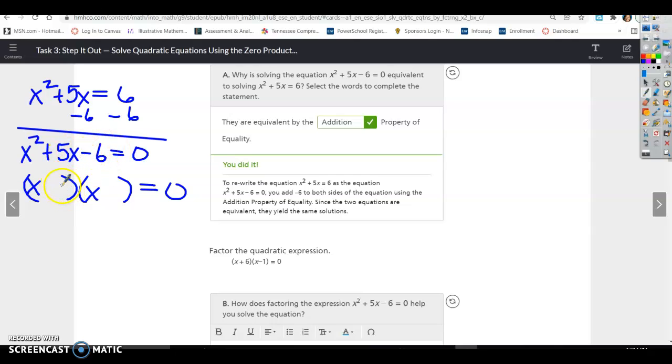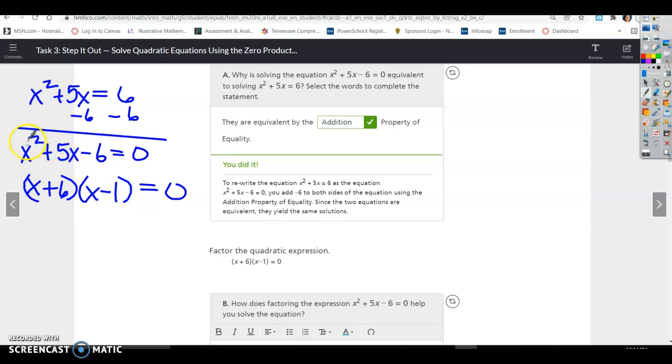So we're going to have to do 6 and 1. And then to get a negative, we have opposite signs, and we need a plus 5. So the bigger number gets the plus, the smaller number gets the negative. And again, it's not a bad idea to check it.